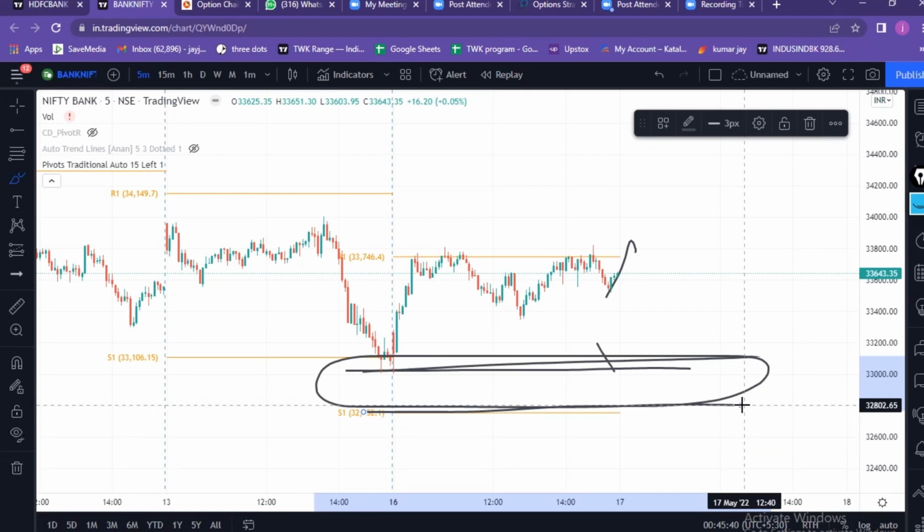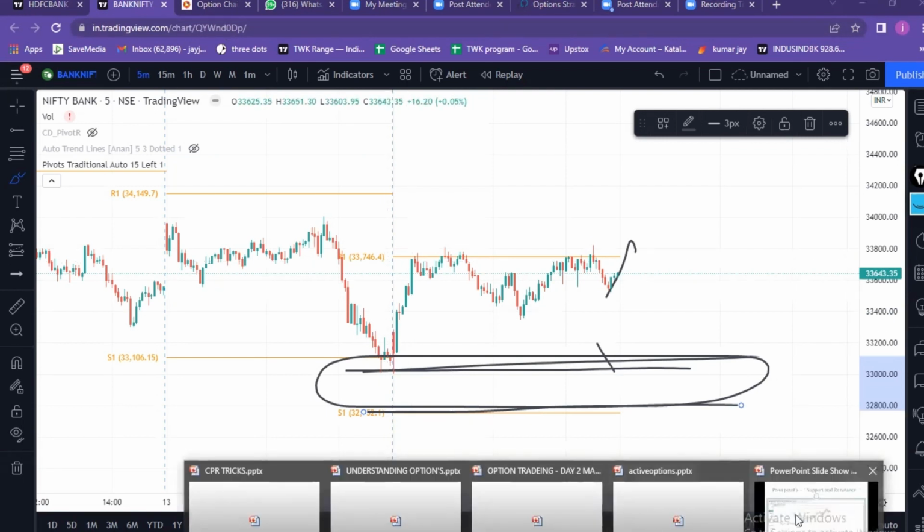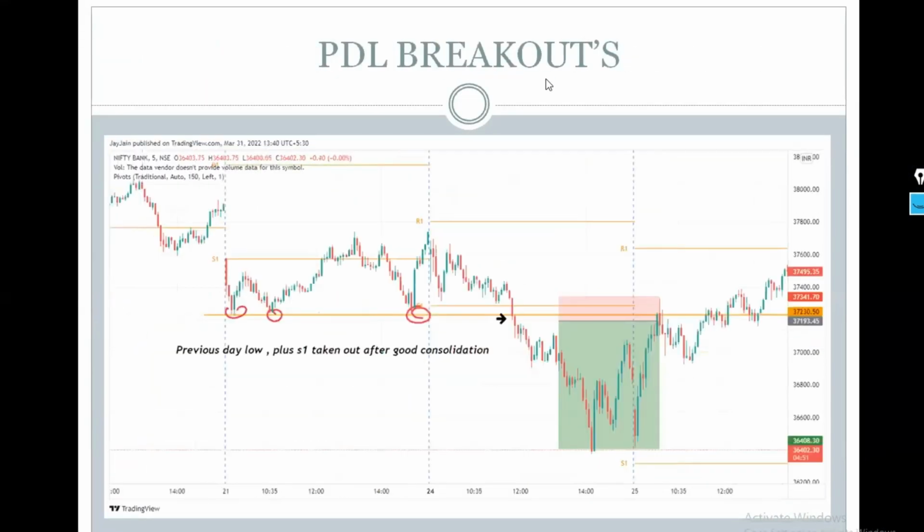The pivot points R1, S1 are nothing but your automated support and resistance. You don't have to draw them manually like we draw support and resistance. They are just there on the chart, automated. Now, again, let's go to the PPT and discuss the pointers over here. If you see over here, this is the previous day low, as you can see over here.